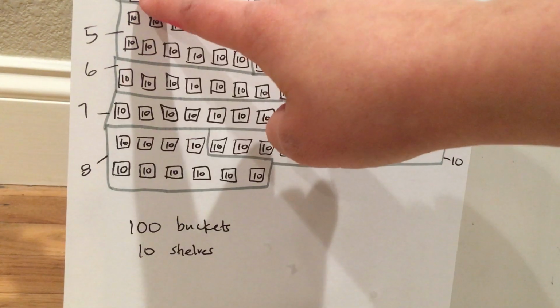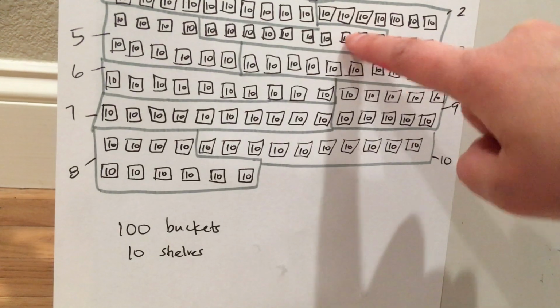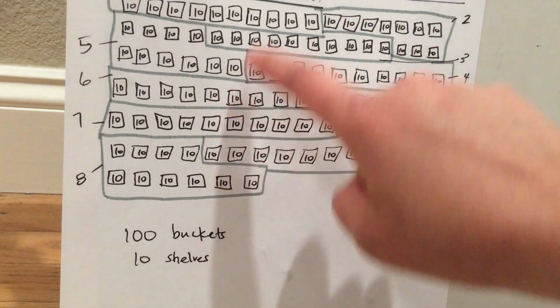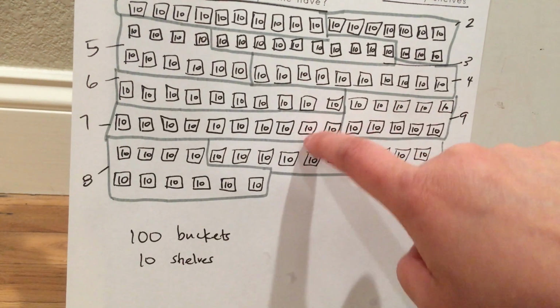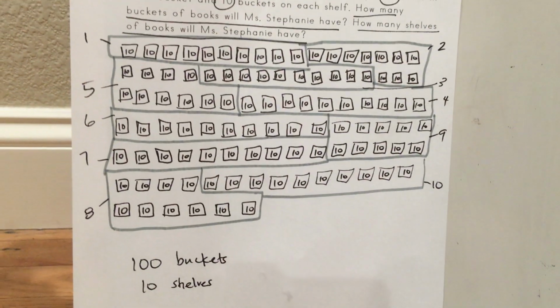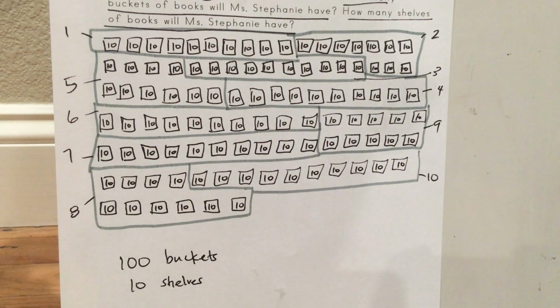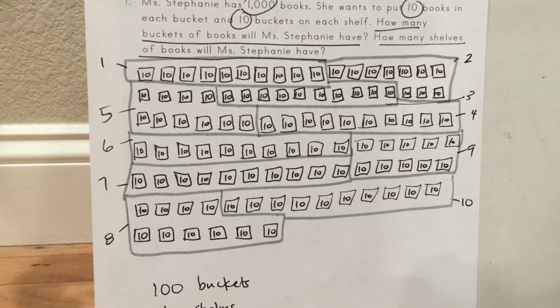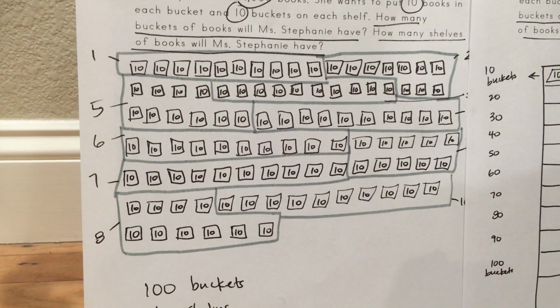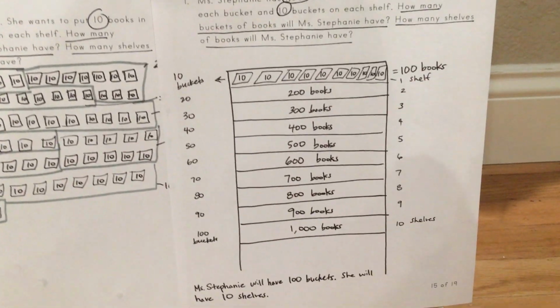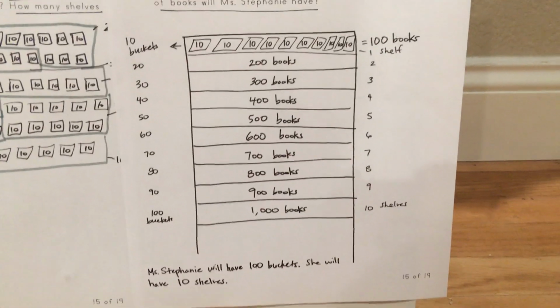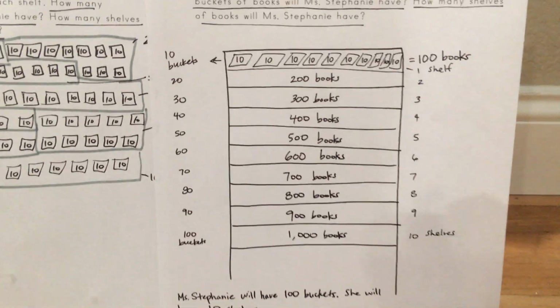And if I count my buckets, I would have 100 buckets. 10, 20, 30, 40, 50, 60, 70, 80, 90, 100. 100 buckets. That's one strategy. Another strategy I'll show you is similar in that we're drawing tens.